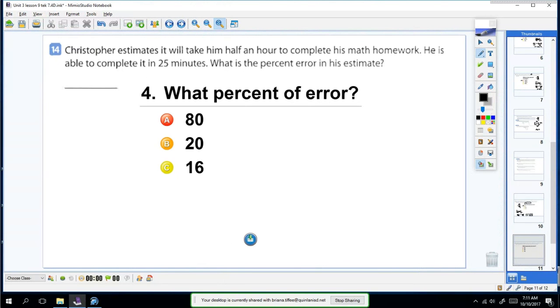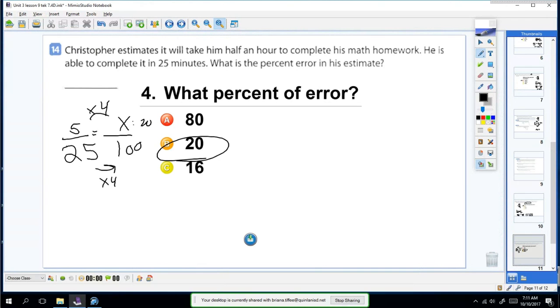Okay. Christopher estimates it'll take him half an hour to complete his math homework. He is able to complete it in 25 minutes. What's the percent error? Well, originally he thought he could do it in 30 minutes, but his actual time is 25. The difference between 30 minutes and 25 minutes is 5 minutes. We can put that over 25 is x over 100. Well, 25 times 4 is 100. So what you do to the bottom, you do to the top. And 5 times 4 is 20. So he had a 20% error.